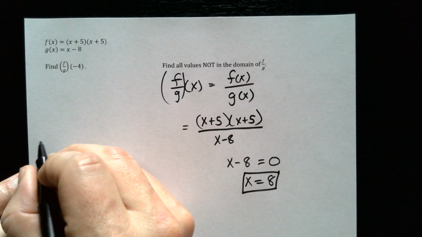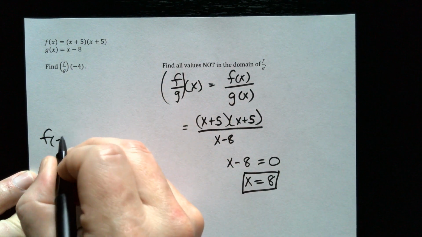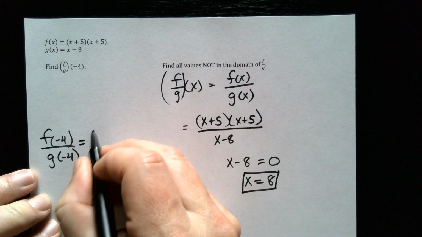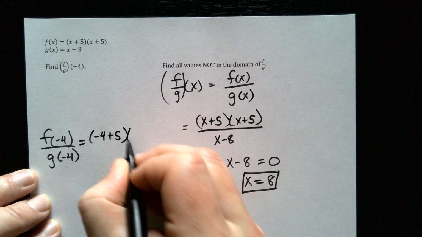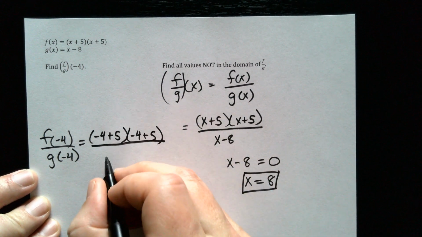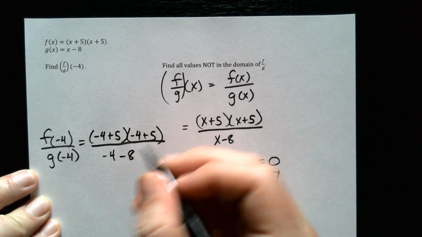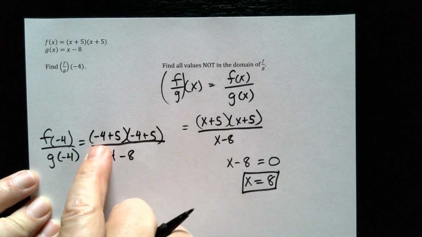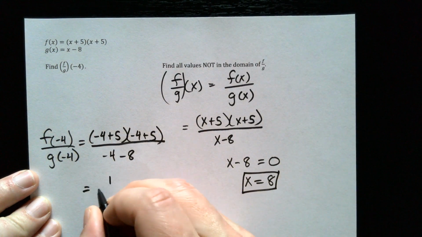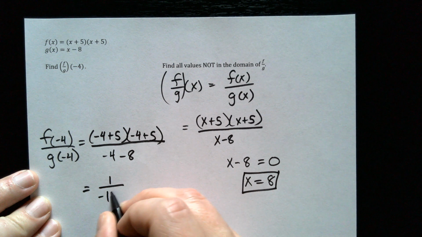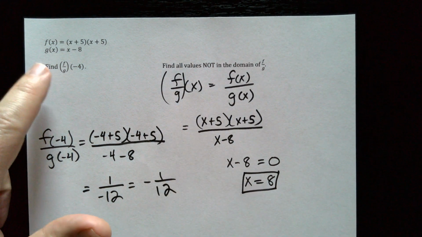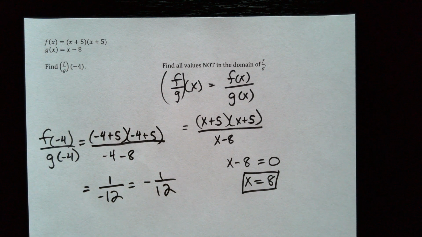Okay, so that will be, let me write this, f of negative 4 over g of negative 4 is equal to negative 4 plus 5 times negative 4 plus 5 divided by negative 4 minus 8. Okay, so that will be equal to, let's see, both of these are 1, right? 5 minus 4 is 1, 5 minus 4 is 1. So the top is just 1. 1 times 1 is 1. And then the bottom is negative 12. So our answer is negative 1 over 12. So f divided by g of negative 4 is negative 1 over 12. And that's it.